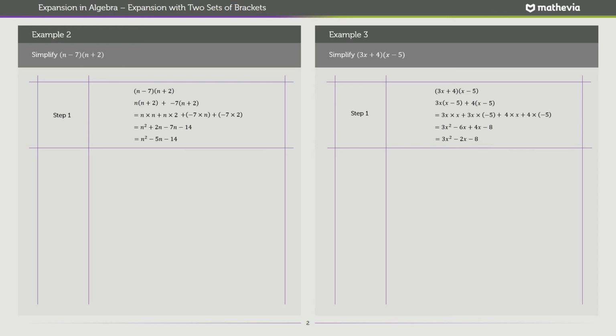So expanding when you have two sets of brackets is pretty much the same process. Like I said, you take the first term in the bracket and multiply it by the second bracket. Then you take the second term in the bracket and multiply it by the second bracket. When you do that, it's straightforward expansion from that point on, and you just solve for your answer.